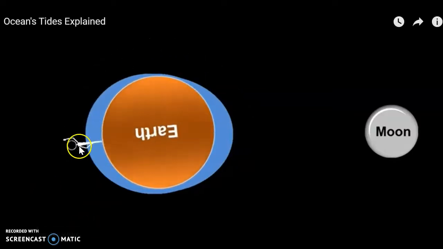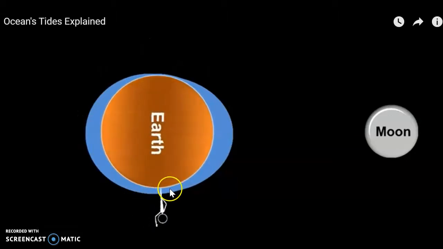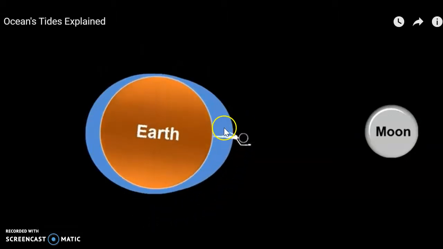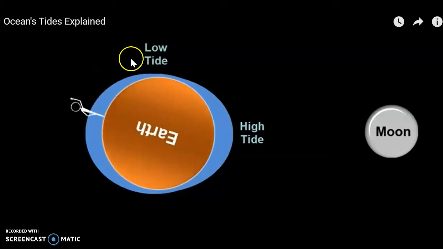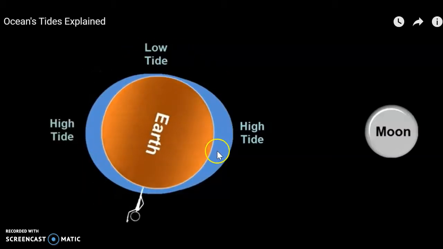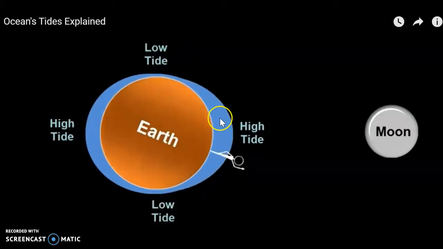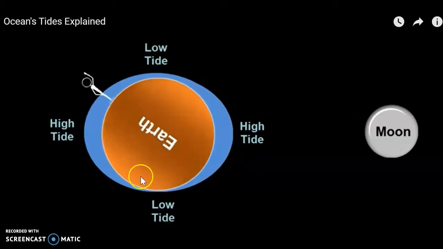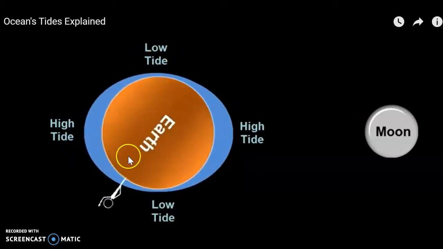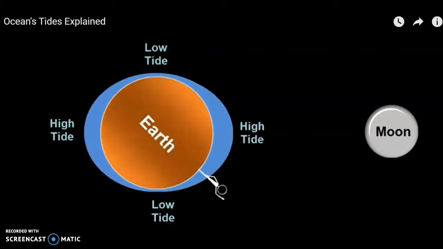Okay, guys, so now you can see it's high tide and we're low tide. There's the second high tide and the second low tide. That was one complete day. Now we're on the second day, a high tide and then a low tide, and then another high tide and another low tide. So the Earth just continues to rotate and you got high tide and low tide.